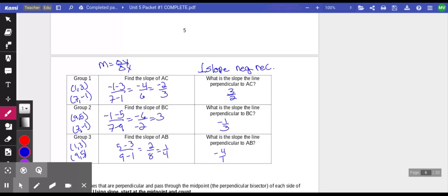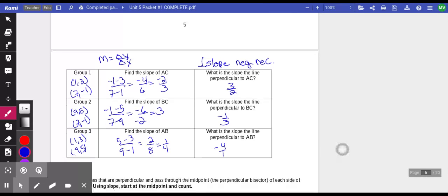Okay, so you can see that I wrote down the points over here just to help me remember them. Remember, slope is change in y over change in x. So the slope of AC is negative 2/3, which means the perpendicular slope is 3/2. It's the negative reciprocal. The slope of BC is 3, or 3 over 1, and therefore the perpendicular slope is negative 1/3, and the slope of AB is 1/4, and the perpendicular slope is negative 4.